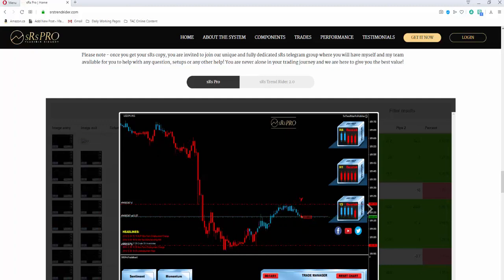And we were waiting for the sRs candles to turn bearish. As you can see, bullish correction, blue candles. We were waiting for the cross to the downside.